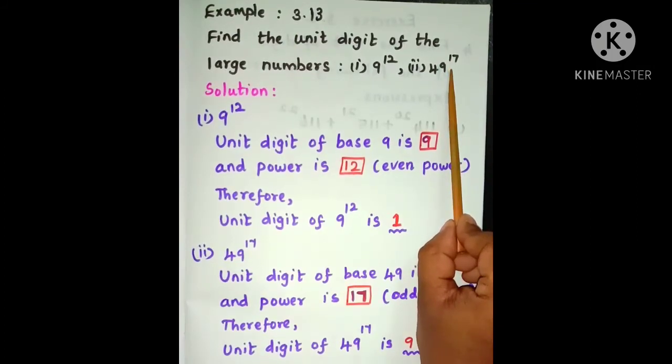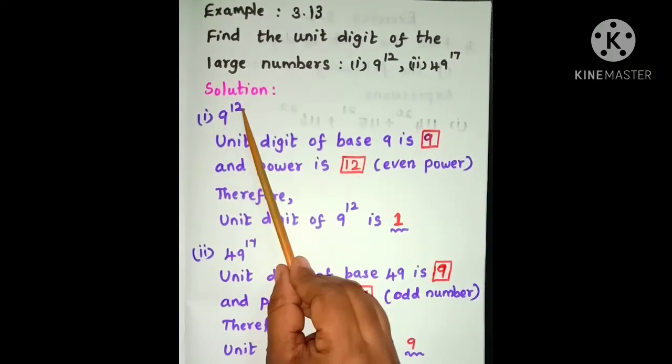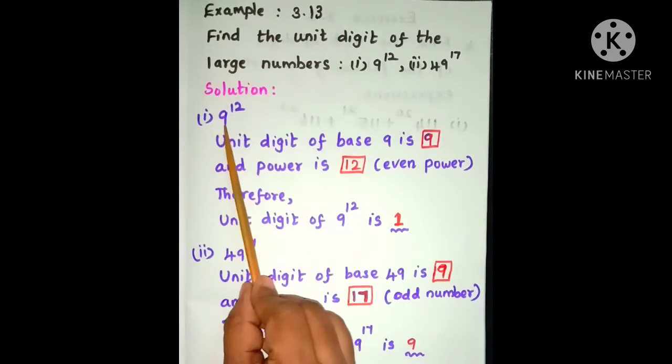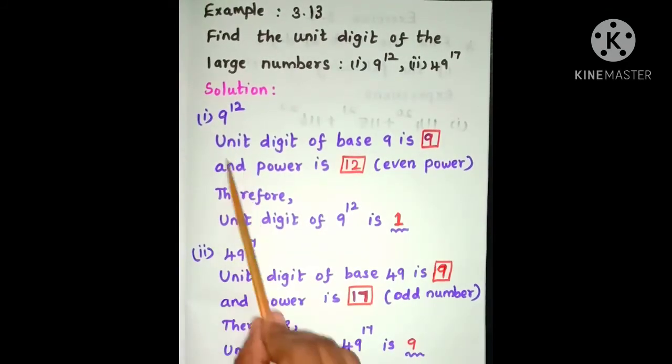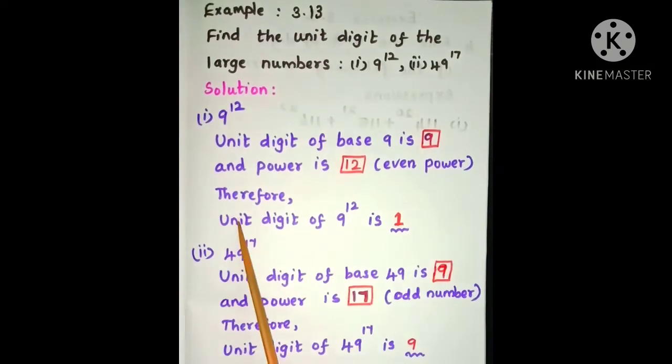So this is our main points. So let us do the problem. 9 to the power 12. The unit digit of the base is 9 and the power is 12, which is an even power. Therefore, the unit digit of 9 to the power 12 is 1. And 49 to the power of 17.